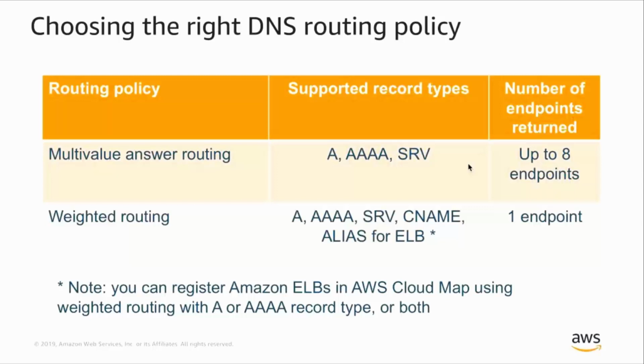The second routing policy is weighted routing. It supports more different record types like CNAME, or you can use alias for ELB. You get just one endpoint back, but you get more flexibility in terms of different record types that you may want to support.